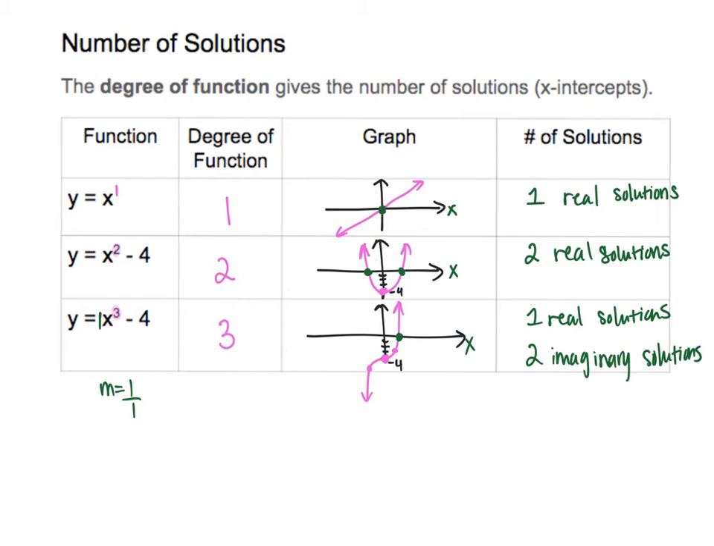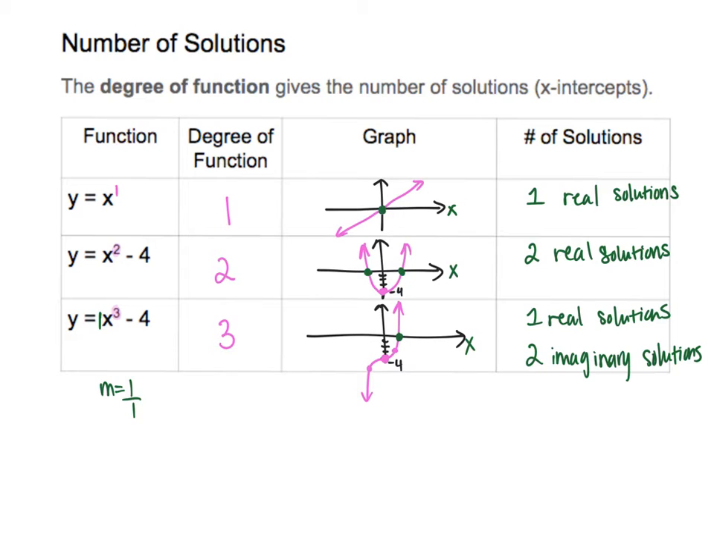So basically, you're going to look at the graph and see how many real solutions you have, and then you're going to subtract from the degree of the function to figure out how many imaginary solutions you would have. So like with these, you have a 2 here, and if you subtract the 2, that means you have 0 imaginary. So with these 2, you don't have any imaginary solutions, and that's perfectly fine. Most of the time, we don't have imaginary solutions with linear or quadratic functions.